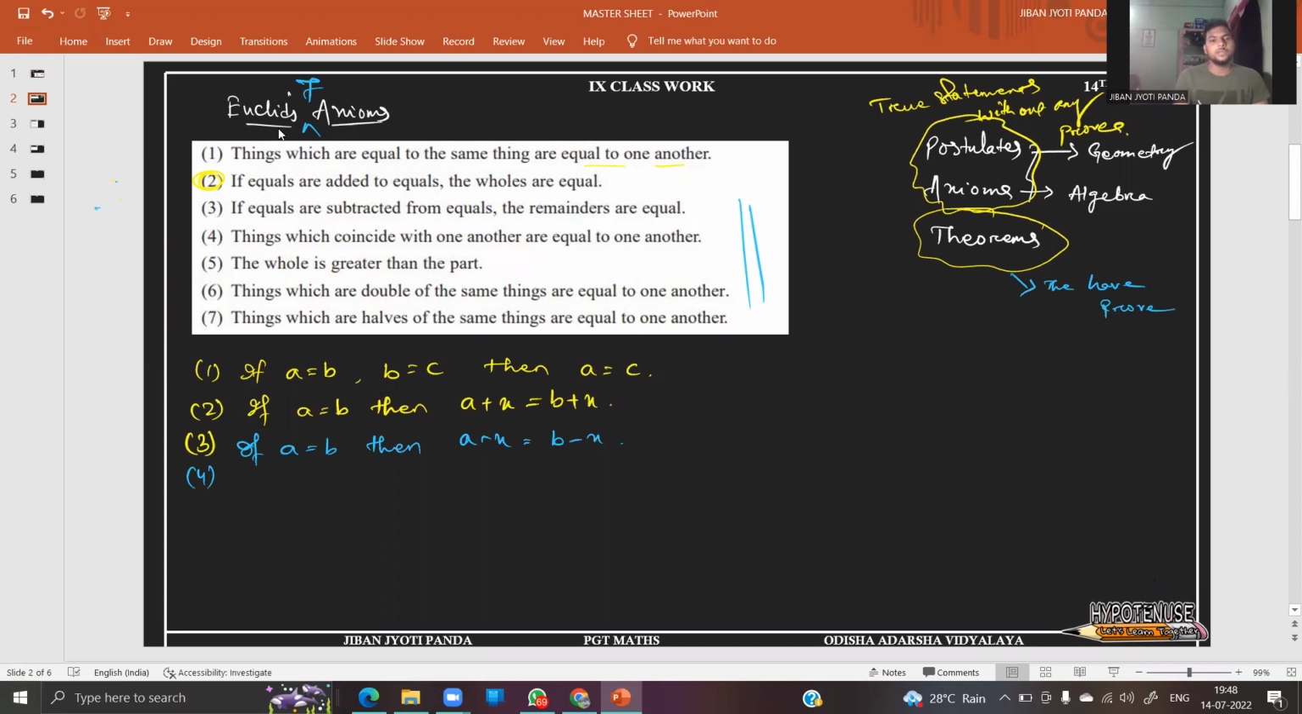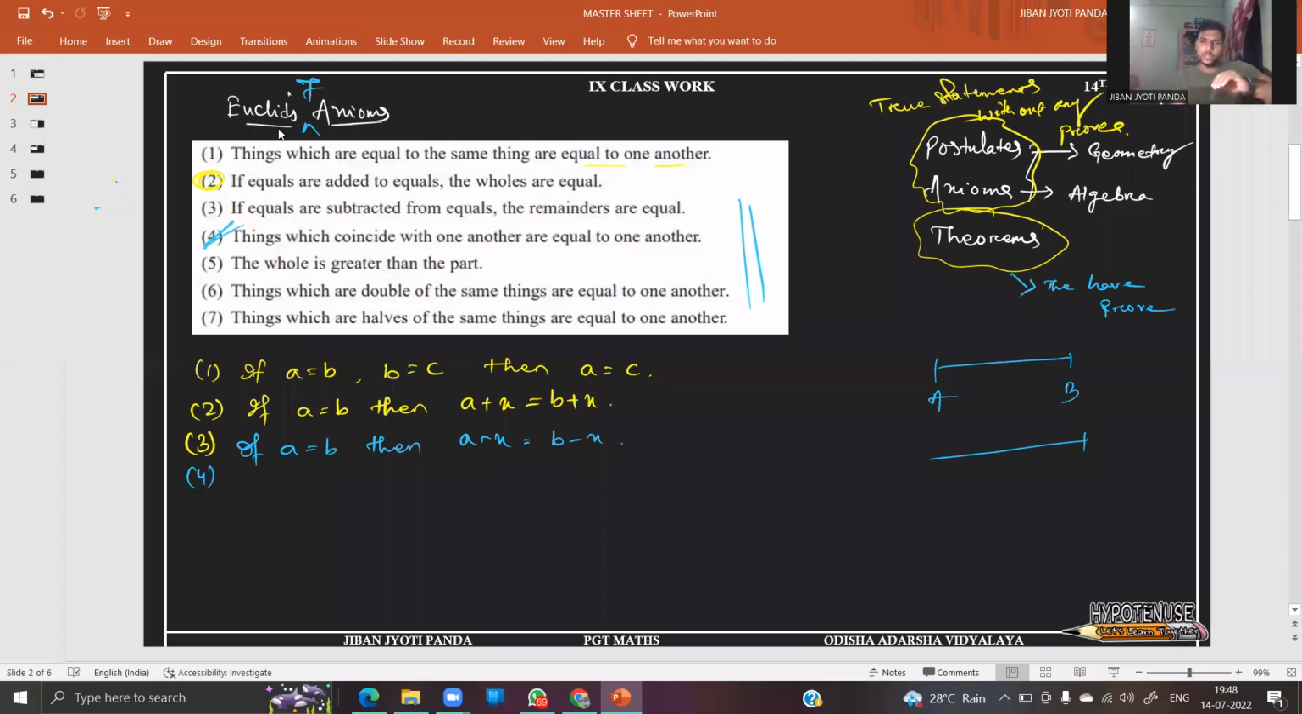We will go for the fourth one. Things which coincide with one another are equal to one another. Coincide means this is the geometrical point of view, not the algebraical point of view. So coincide, what does it mean? I am just making one line segment AB and making another line segment CD. Two line segments I have drawn.